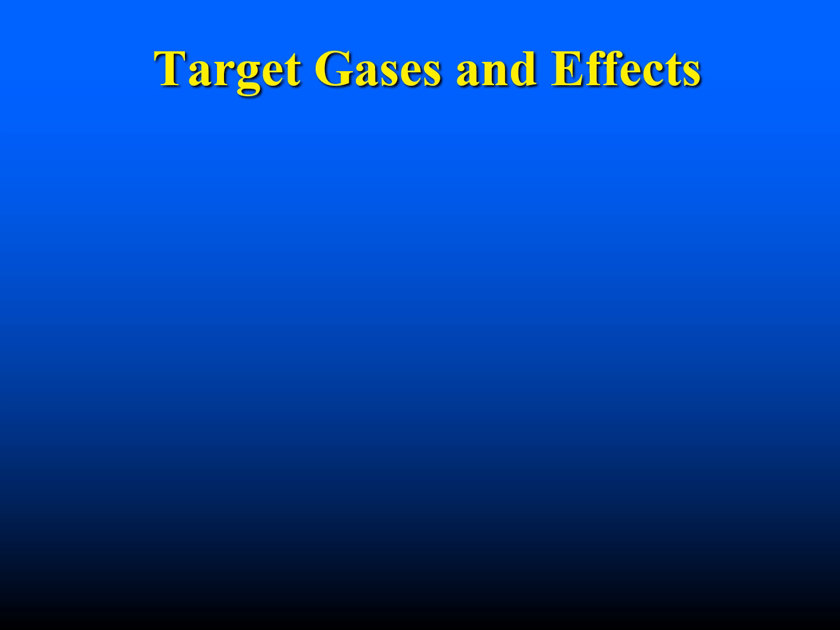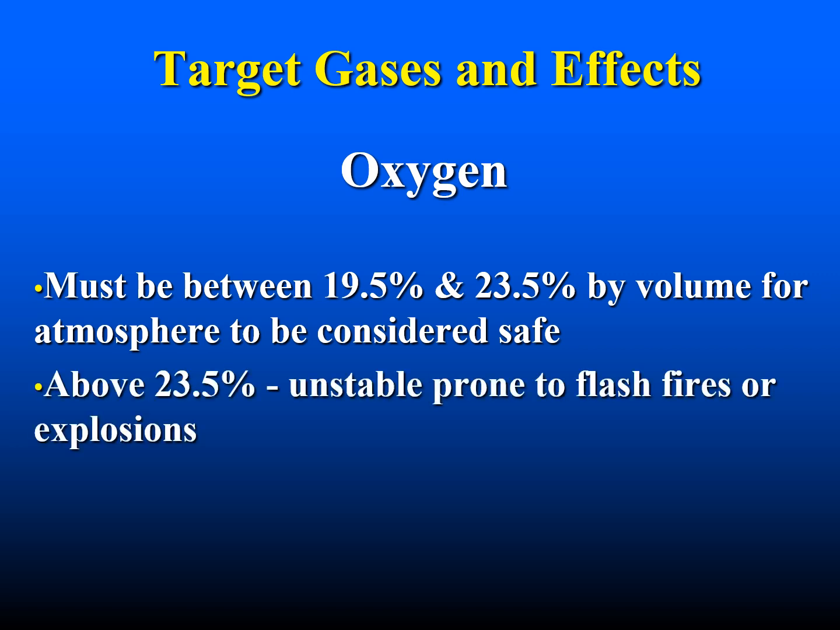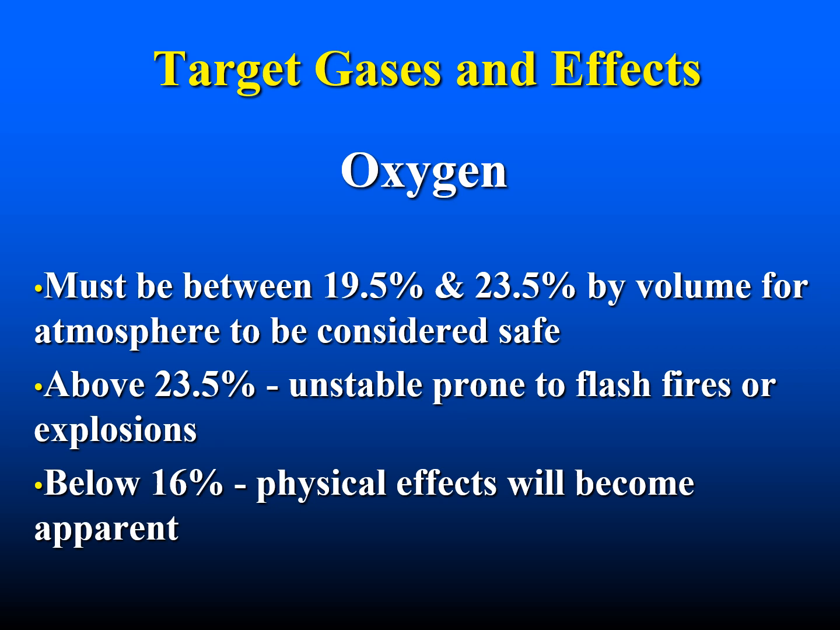Let's talk a little bit about target gases and effects. Oxygen is considered a target gas. It must be between 19.5 and 23.5% by volume for the atmosphere to be considered safe for human occupancy. When it's above 23.5%, the atmosphere becomes unstable and prone to flash fires or explosions. Below 16%, it causes physical effects that become apparent on human beings.